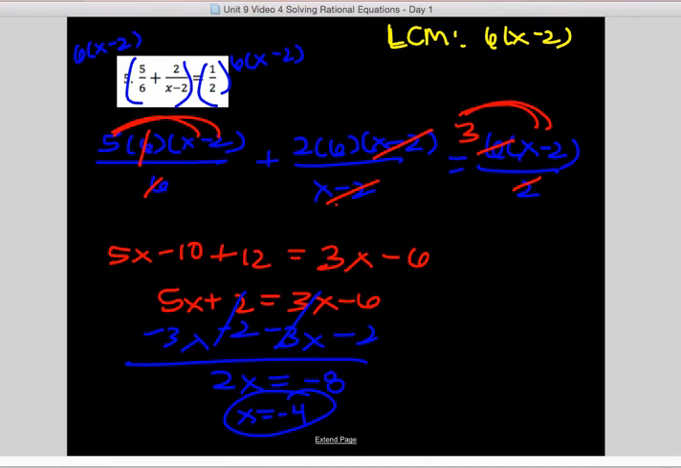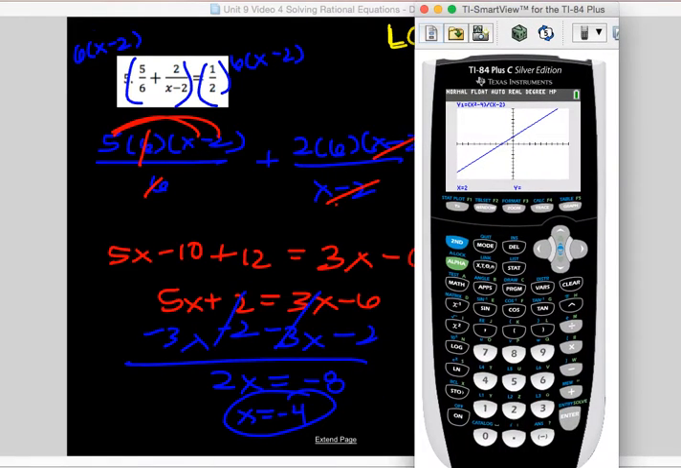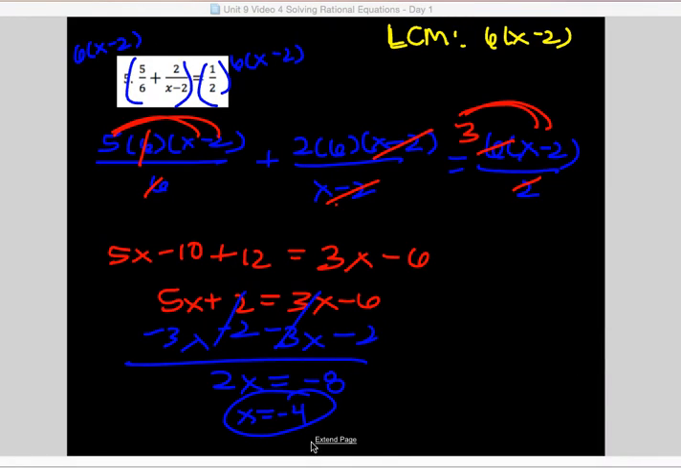Okay. Now let's do our check. It doesn't have to be as much work as I've been writing out, but it is so important to check. So we want to see, is 5 divided by 6, plus 2 divided by, I'm going to put in parentheses, negative 4 minus 2, does that equal 0.5? Yes, it does, so we did the check, and it all works out. So I have the right answer.